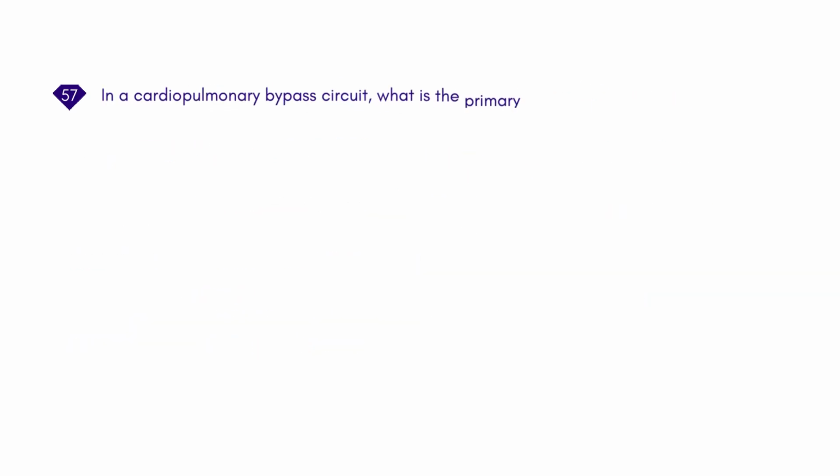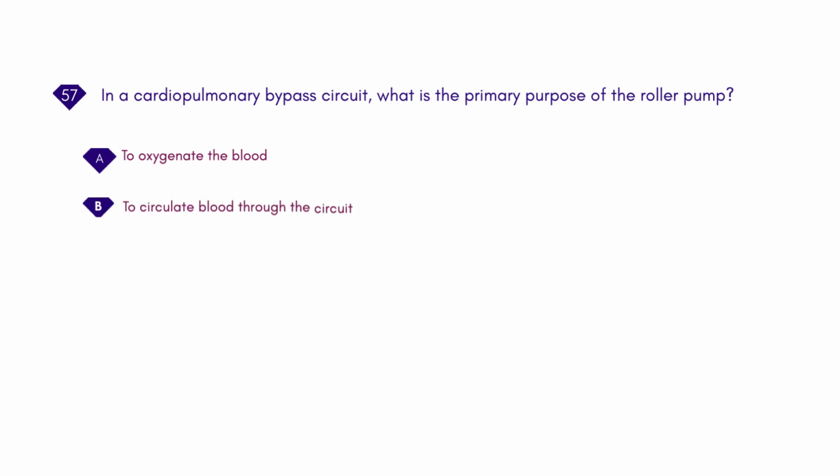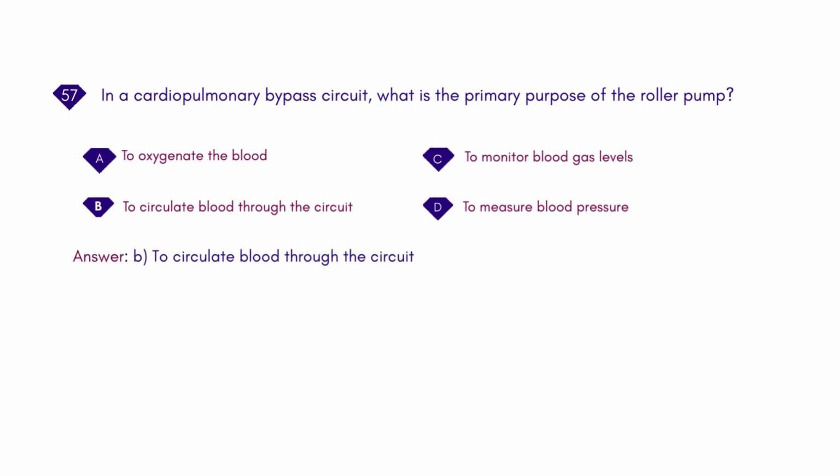In a cardiopulmonary bypass circuit, what is the primary purpose of the roller pump? A. To oxygenate the blood. B. To circulate blood through the circuit. C. To monitor blood gas levels. D. To measure blood pressure. Answer: B. To circulate blood through the circuit.